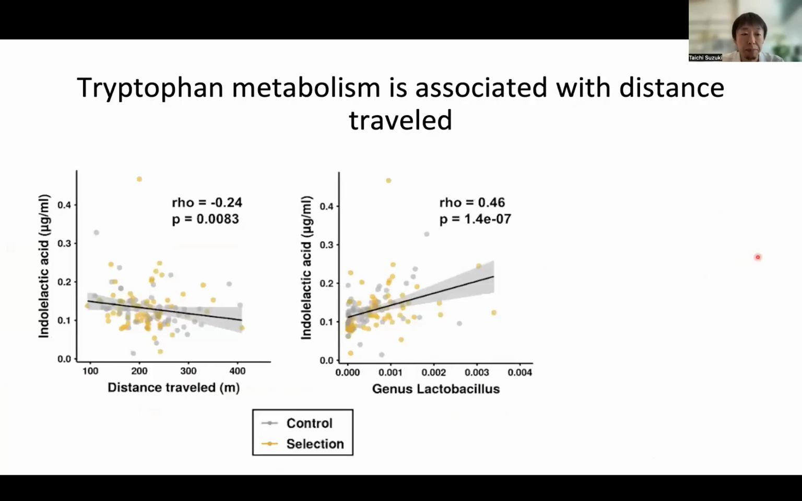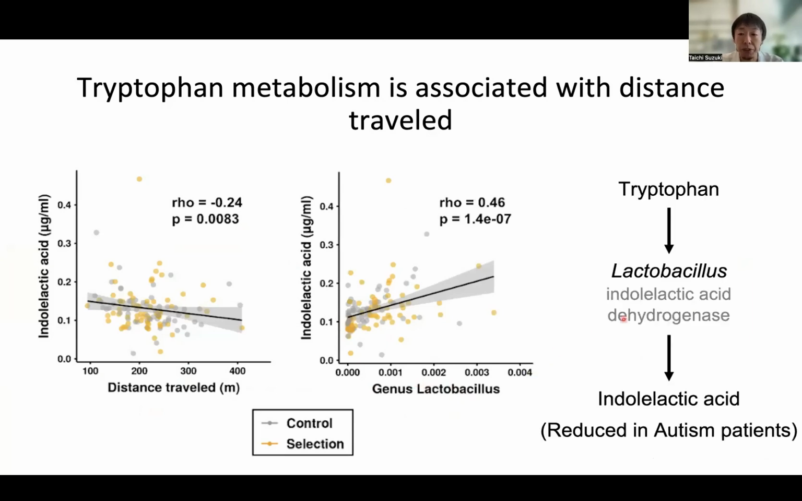And when we look at the metabolites, indolelactic acid correlates with distance traveled and genus Lactobacillus. And this is further supported by the literature: we know tryptophan only comes from the diet, and Lactobacillus can break this down and increase indolelactic acid. And this is also shown to be reduced in hyperactive autism patients. So there are some parallels between humans and mice.